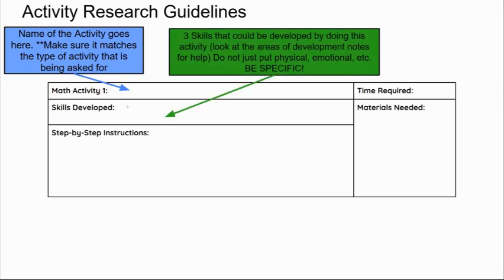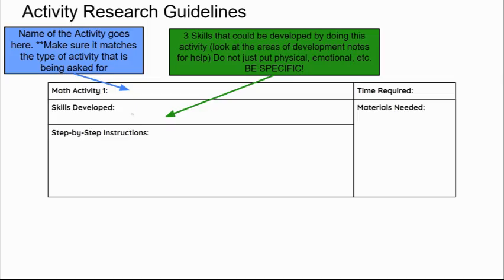Then we want to put at least 3 skills that could be developed by this activity. So I don't want you to just put physical or emotional. I want you to be specific. Look at your areas of development notes. That's why we took those notes. What different areas of development are being developed and what within those, right?